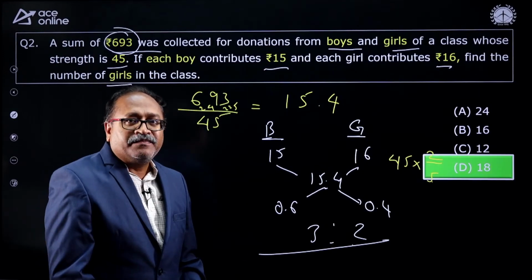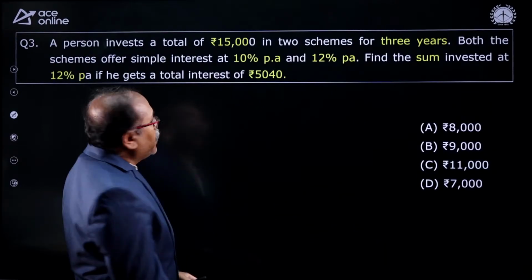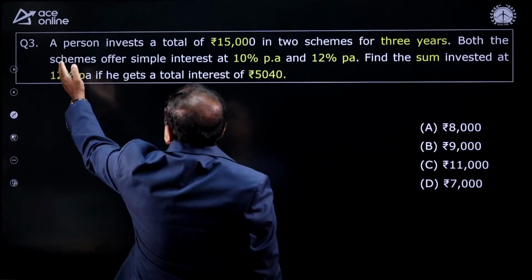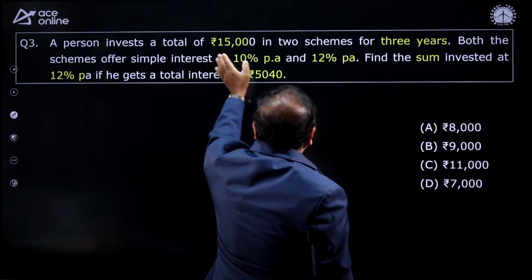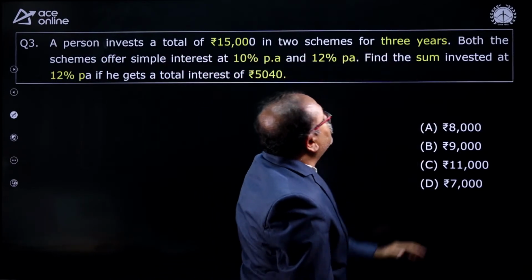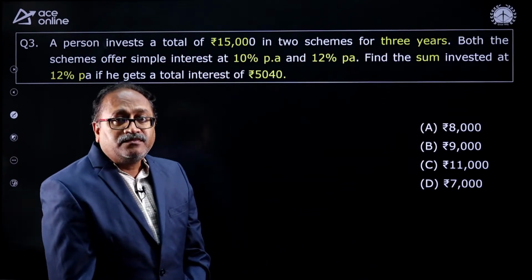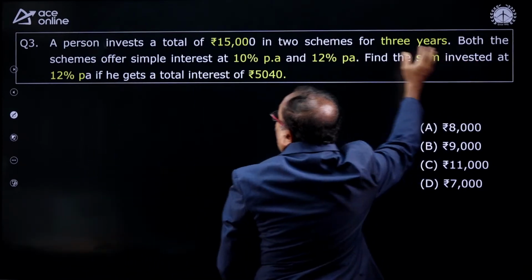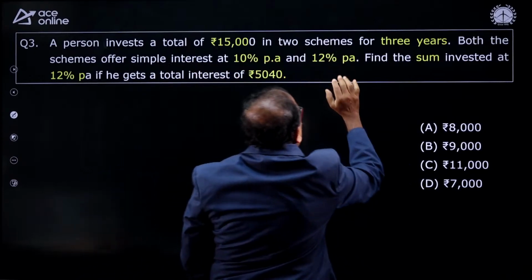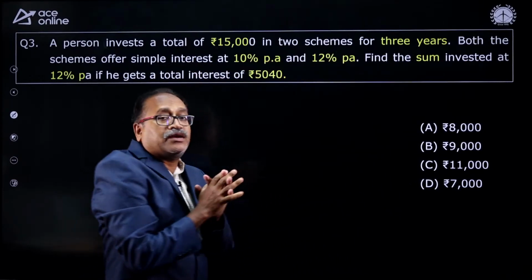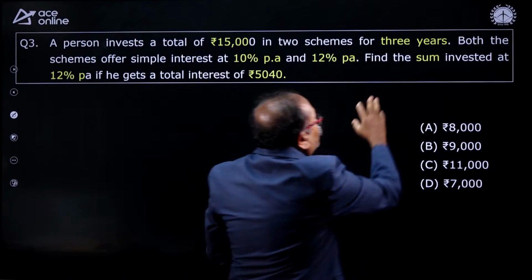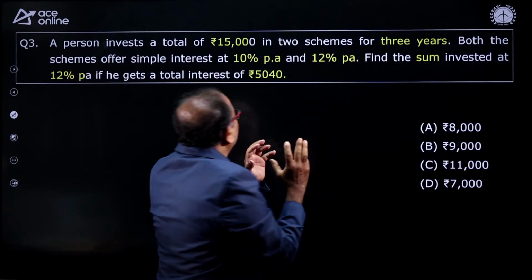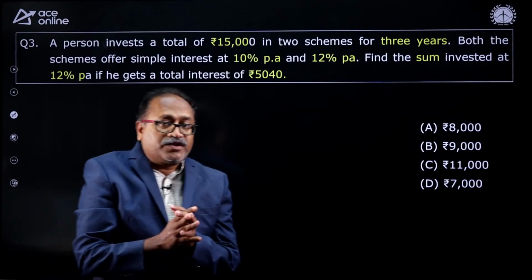Hope it is clear. Now I will give another question, the application part of the alligation mixture. Now it says a person invests rupees 15,000 in 2 schemes for 3 years. Both the schemes offer simple interest at the rate of 10% and 12% per annum. Now find the sum invested at 12% per annum if he gets the total interest of rupees 5,040.